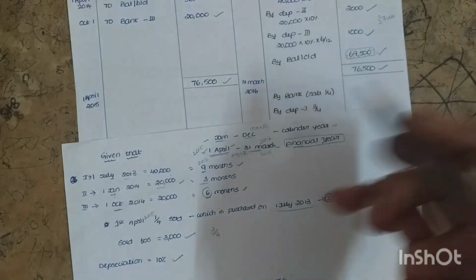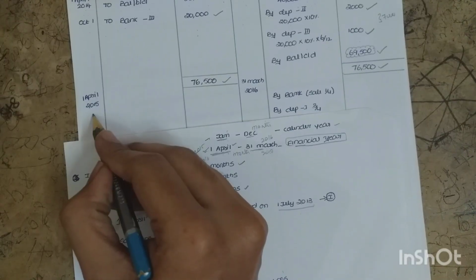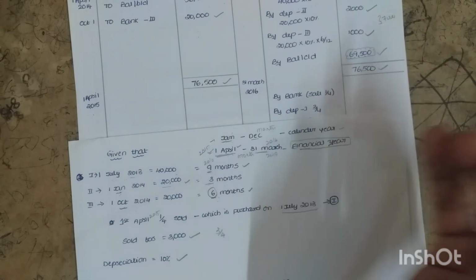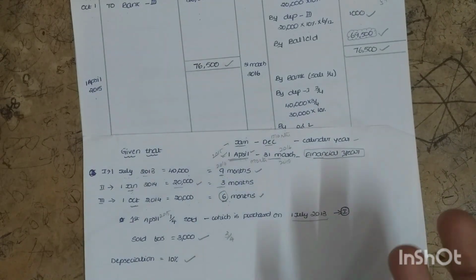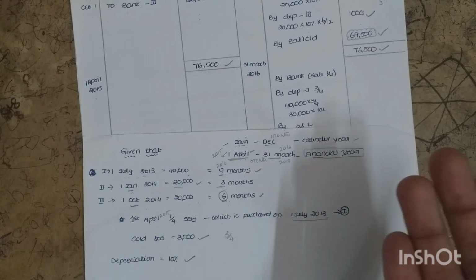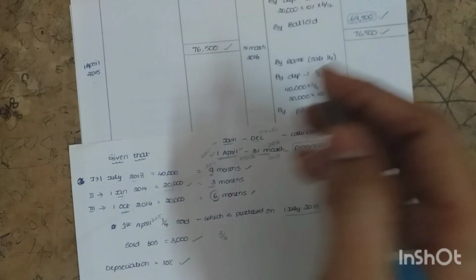Next, third year starts when? It ends in 2015, right? 1st April 2015 and ends in 31st March 2016. In this particular question he has not given how many years we have to prepare, so whenever the last year is given, that is 2015, there we will stop. Okay, so this is the last year.